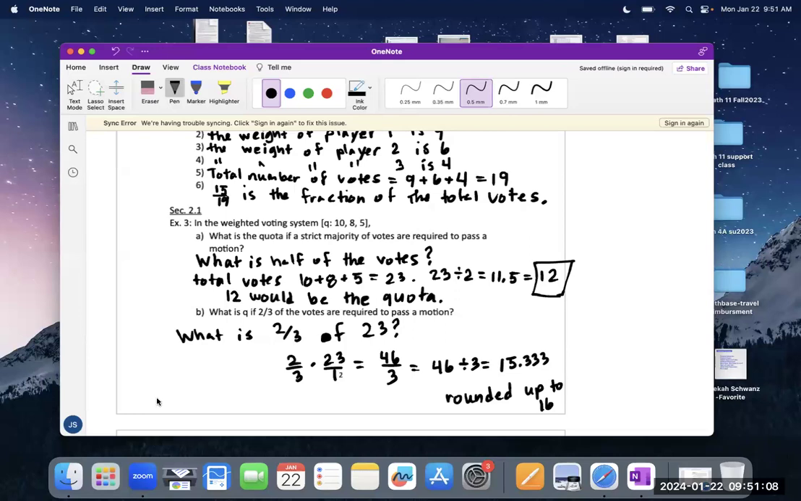Okay, so the quota would be 16. So 16 would be the quota if the quota had to be 2/3 of the total.